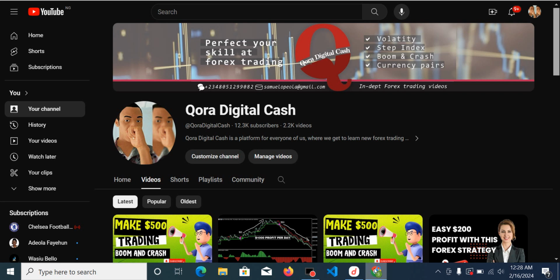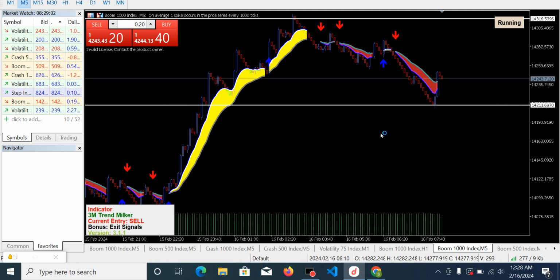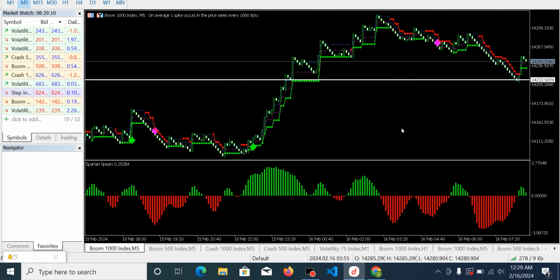People have been asking me different questions about these two major trading tools, that is the 3M trend milker trading indicator and of course the smart indicator. They want to know the one that is better and that they can use for analysis. Of course, we will be checking out the two together and see how we can combine them, and even if you are just having one of them, can you still make use of that one to trade conveniently and make some good amount of profit from there. These are some of the things that we will be checking out in today's video.